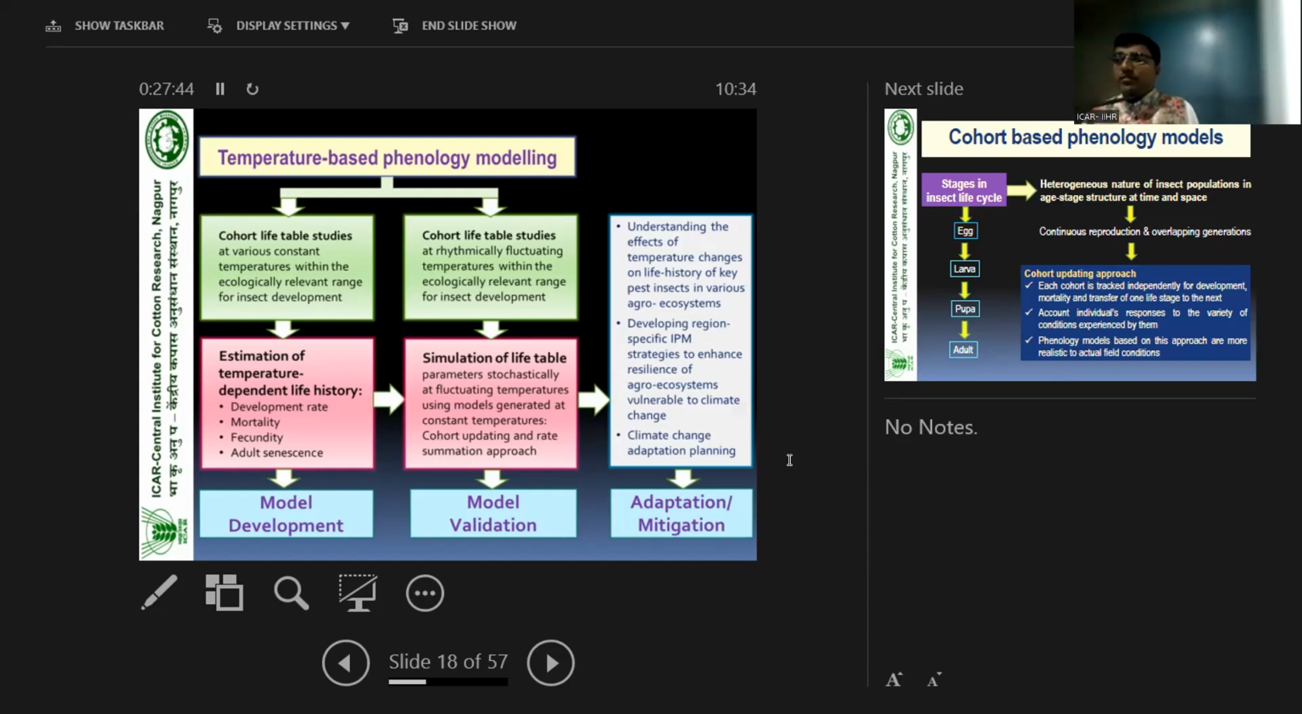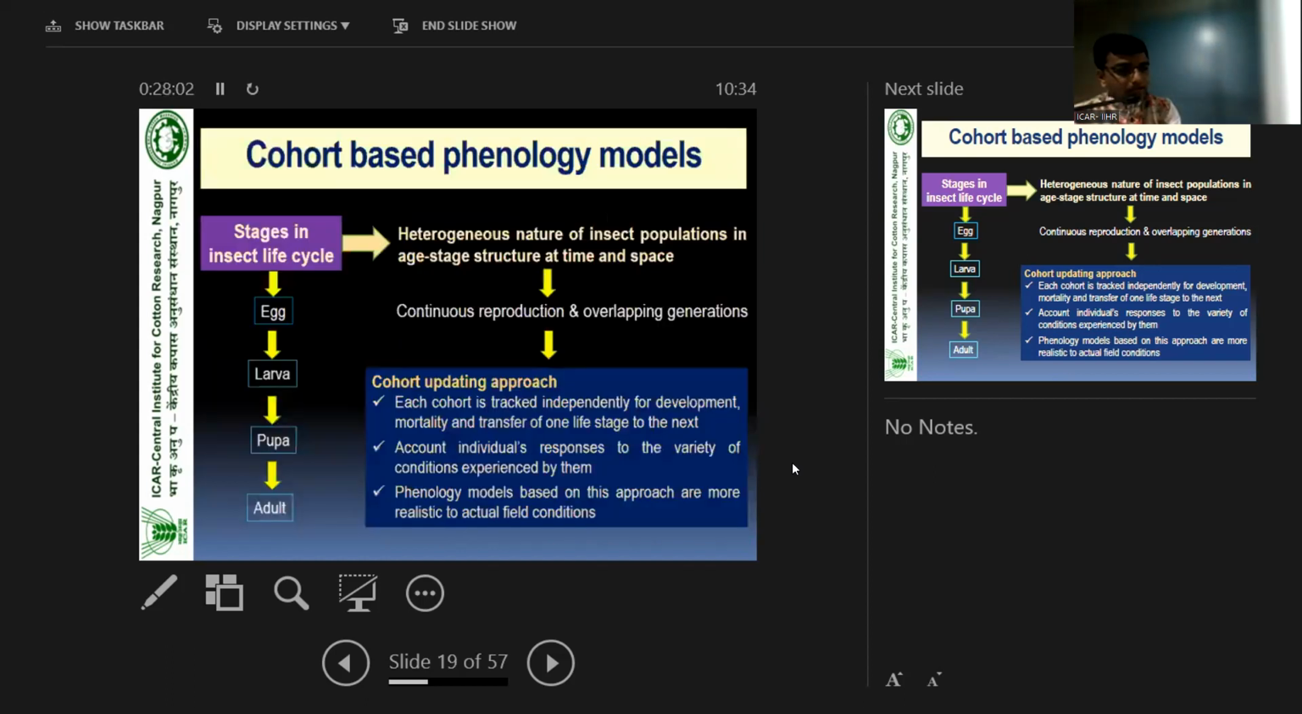That is a very lengthy process, but to the basics, the theme of modeling is how your model helps in adaptation and mitigation to climate change. A few of these things were already explained to you in previous slides.